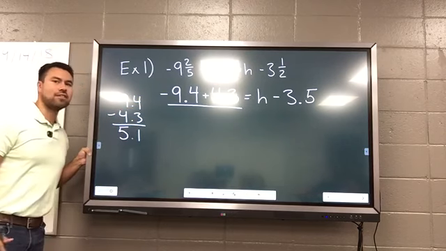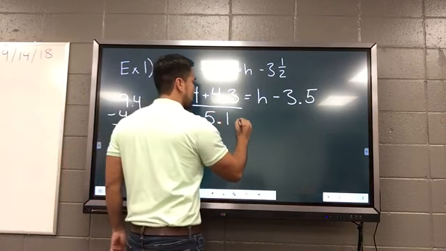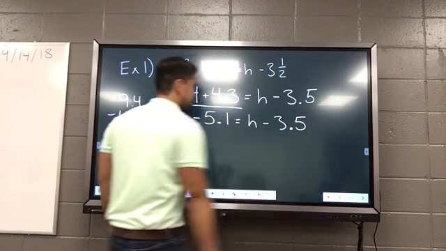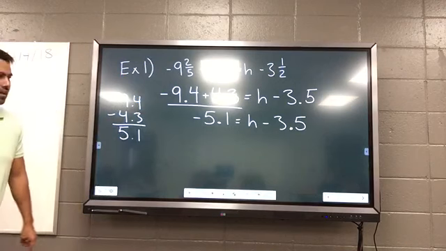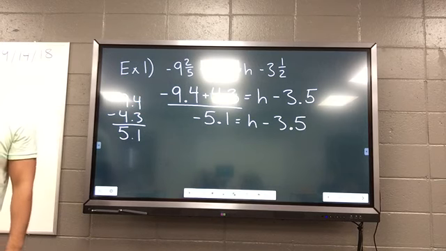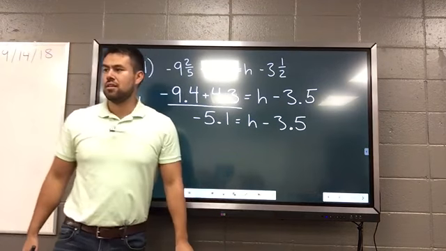5.1 positive or negative? Negative. Negative 5 1/10 equals h minus 3 5/10. What kind of equation, Callie, is this? Subtraction. And what do you do to deal with a subtraction equation? You add to both sides. But what do you add to both sides?